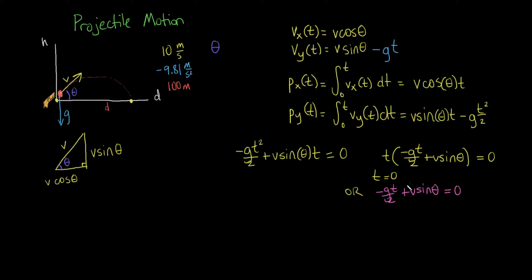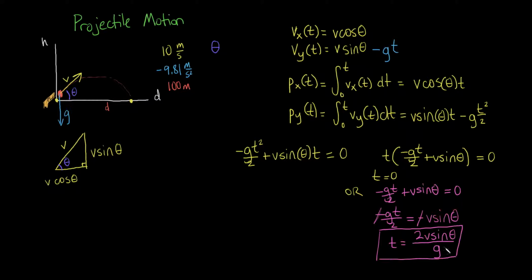And what is t in this case? Well, we can subtract v sine of theta, so we have negative gt over 2 equals negative v sine of theta. Then we can multiply by 2 and divide by negative g. Getting rid of the negatives, we get that t equals 2v sine of theta divided by g. And this is what we care about. This is the t where we're crashing into the ground, when y equals 0 for the second time. So this is important to us.